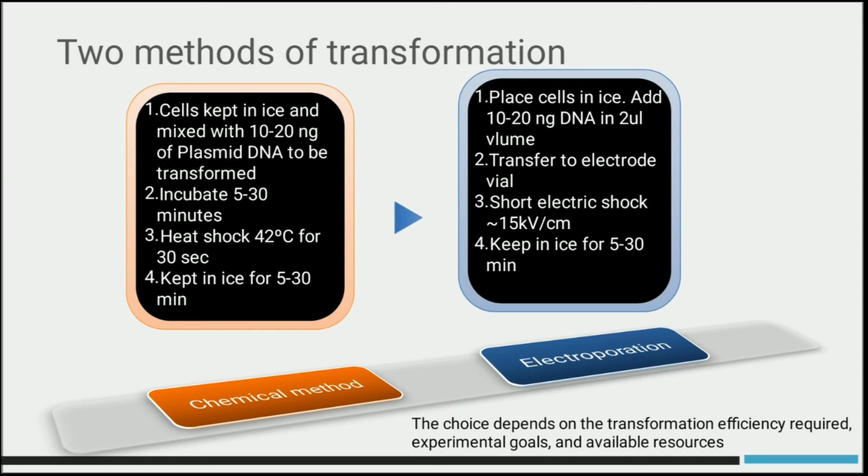After that, we place it in the electroporation machine and apply a short electric pulse, approximately 15 kilovolts per centimeter, for 1 to 2 seconds. Once it is completed, the electroporated cells are again kept in ice for 5 to 30 minutes, and the transformation process will be successfully completed. The choice of chemical method or electroporation depends on the transformation efficiency of cell types, experimental goals, and available resources in the lab.